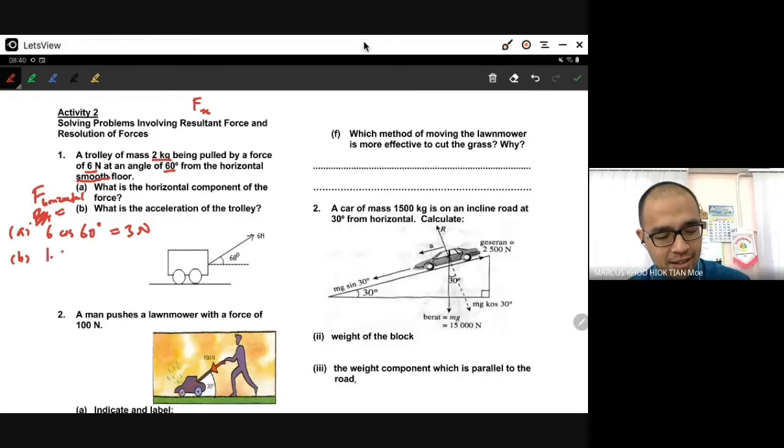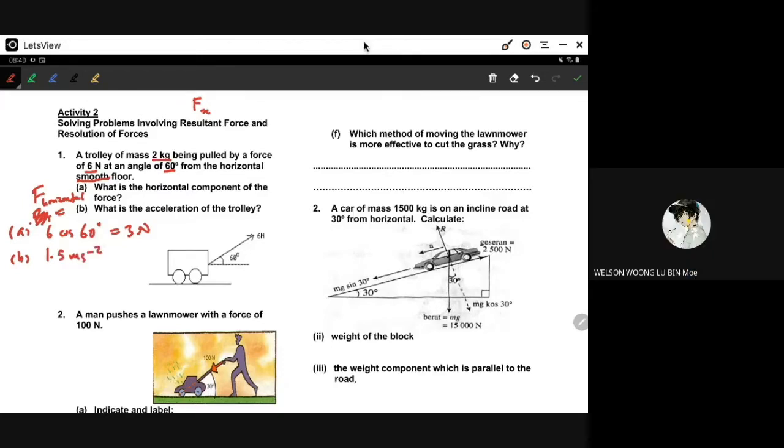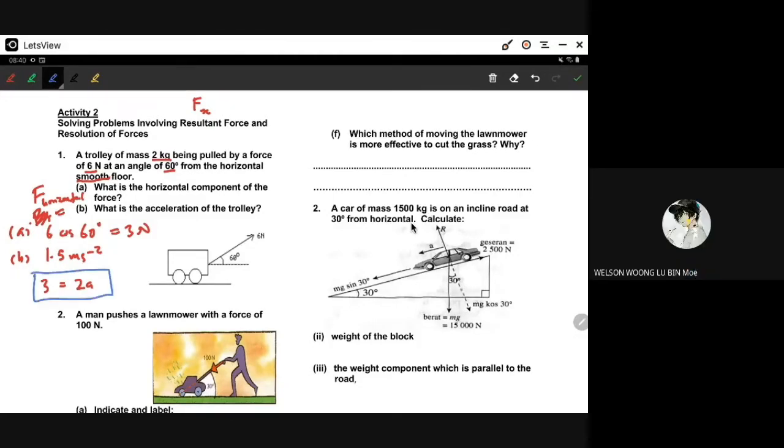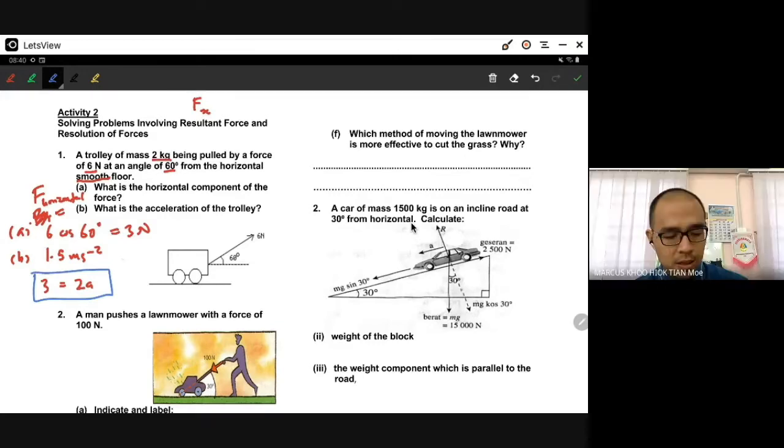How do you get the answer? 3 equals 2a. What formula do you get this from? F equals ma. Okay, very good. But how come for the F we only consider the 3? Why is there no minus something?